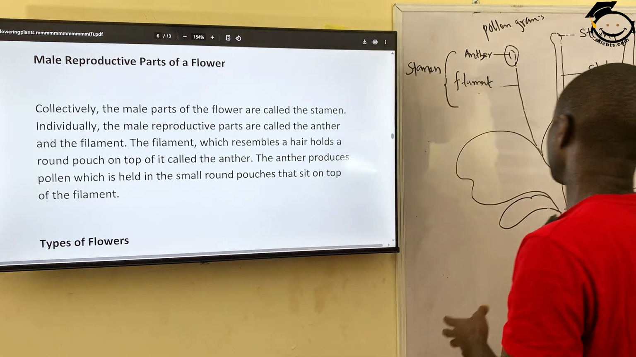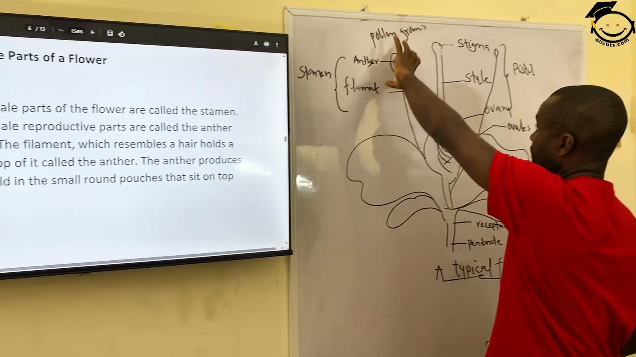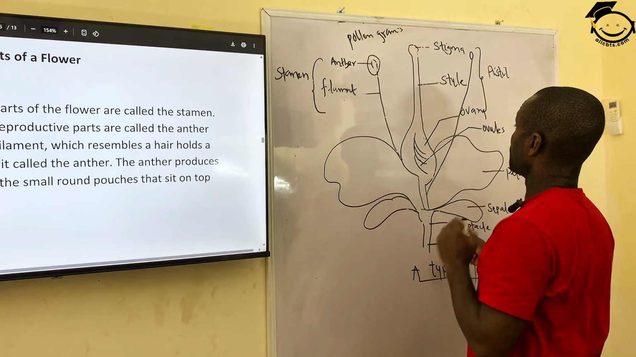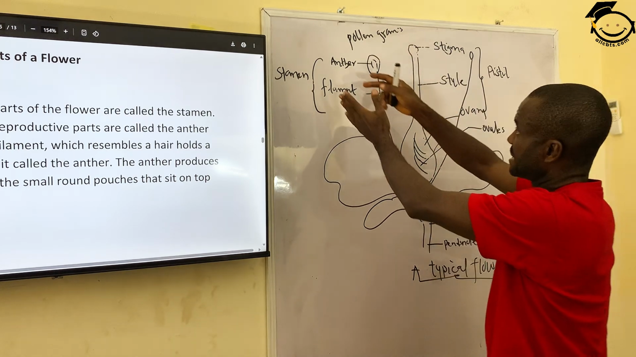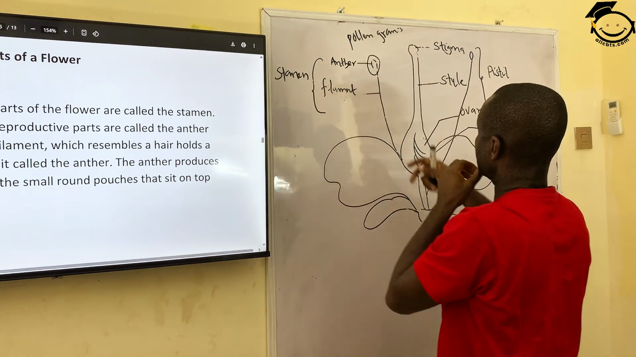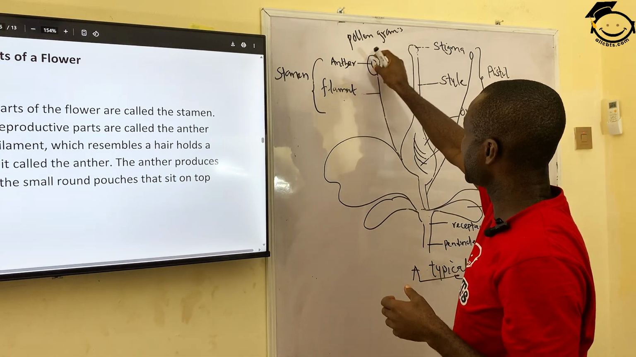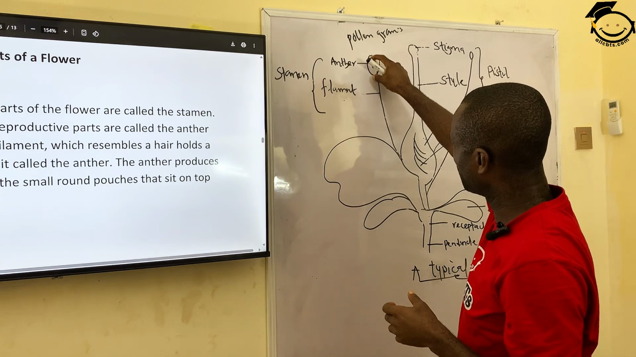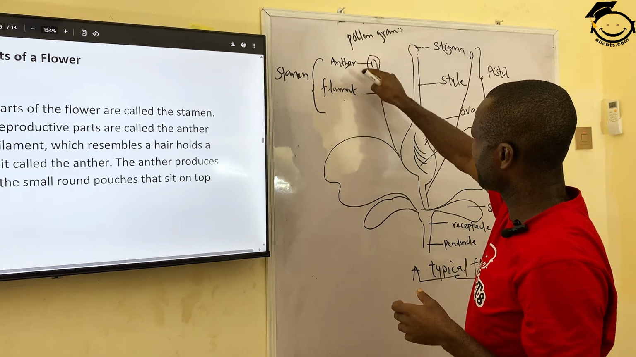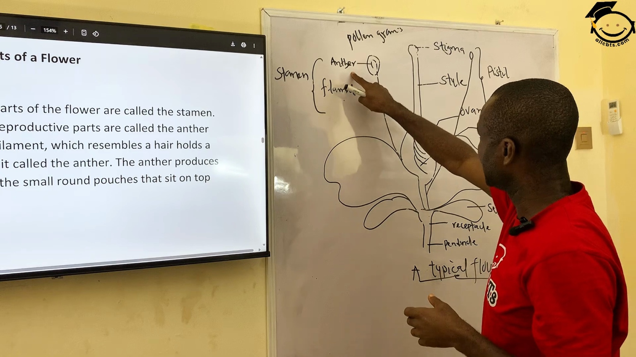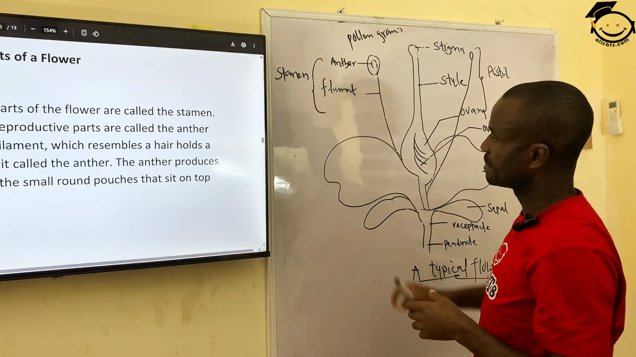So as we have explained before, this is the female reproductive part, which is the pistil, while this is the male reproductive part. The essence of this is to hold the pollen grains in place. The pollen grains are contained inside the anther and are sustained by the filament.